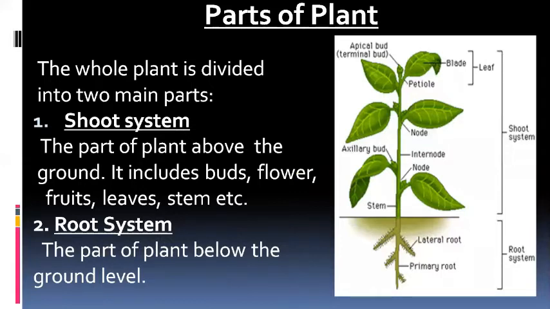Now, if you have observed the structure of a plant, this whole plant system is divided into two main parts, that is the shoot system and the root system. The part of the plant which is above the ground level is called the shoot system, and the part which is below the ground level is called the root system. You are seeing the image here. The shoot system has many parts like nodes, internodes, petiole, leaf, flowers, fruits, stem, etc. All these parts come under the shoot system.